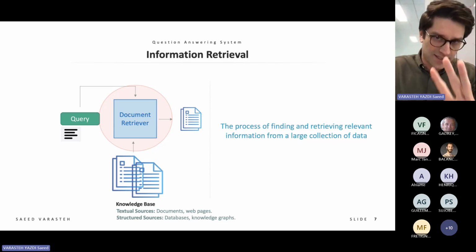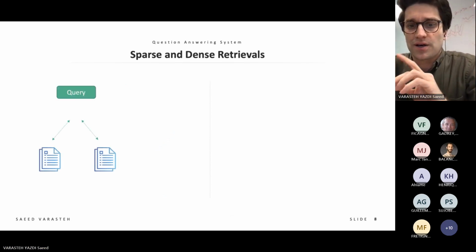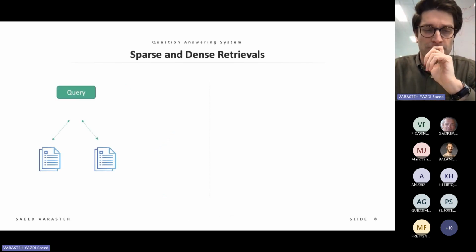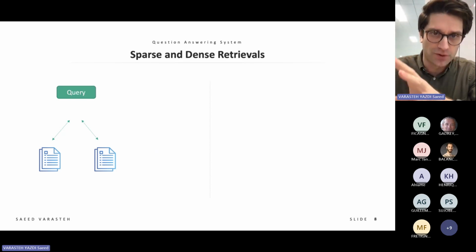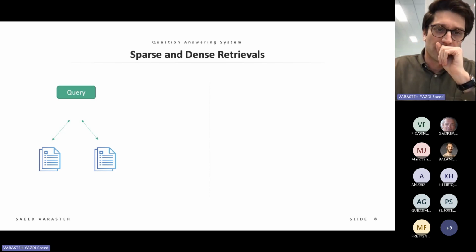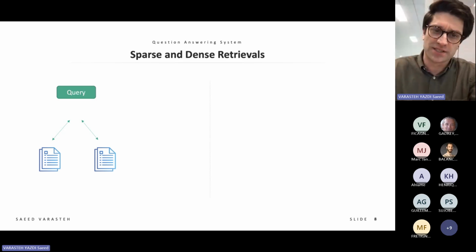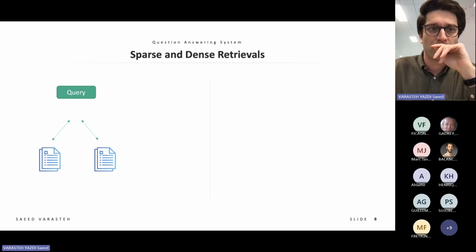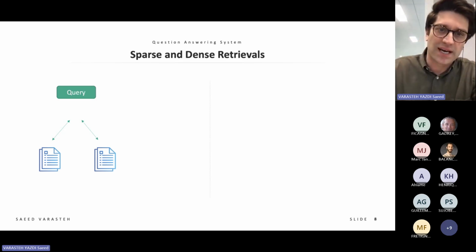To better understand this information retrieval system, I'm going to very briefly talk about the two major techniques that we are using in document retrieval to solve this problem. So essentially we have a query and we have a set of documents. Here in case of, for example, a search engine, these documents might be the web pages. We are looking for the most relevant documents among the documents that we have in the collection.